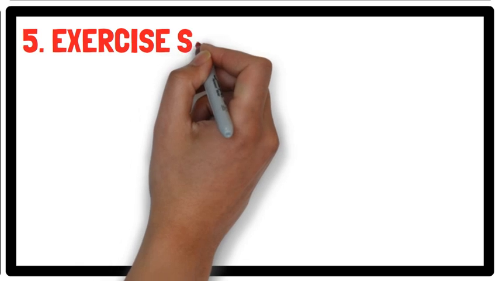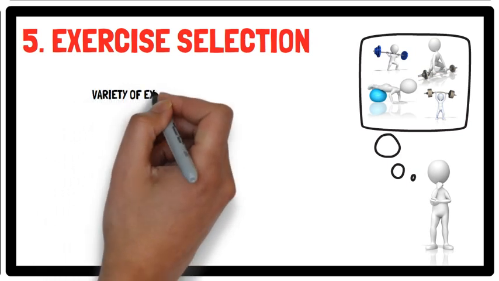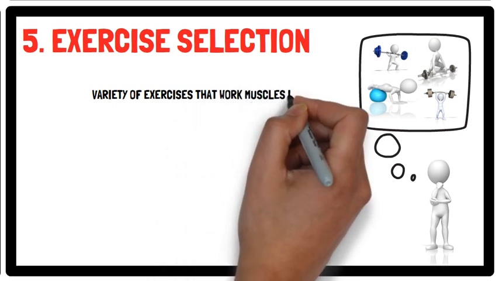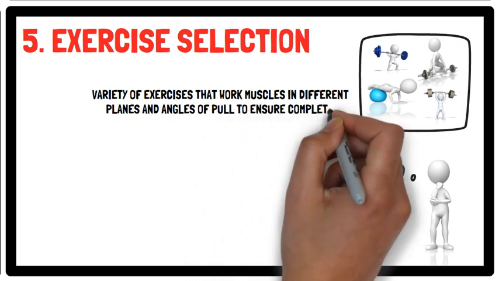Okay, up to the 5th recommendation, which is exercise selection. This relates to what specific exercises you are going to include in your resistance training program. When prescribing exercises, you need to consider the following: the modality, the number of working joints, and the planes of movement and the angles of pull. When aiming to achieve hypertrophy, it is recommended to prescribe a variety of exercises that work muscles in different planes and angles of pull. This will help ensure that the whole body musculature is stimulated.